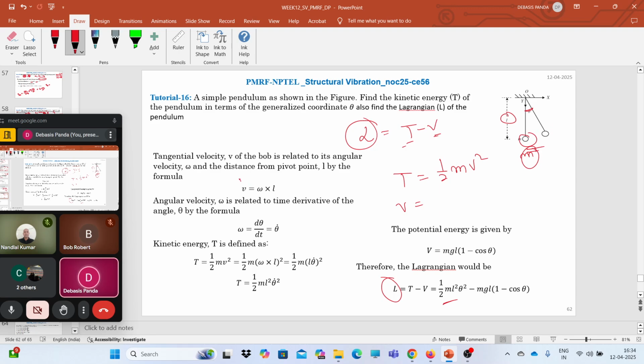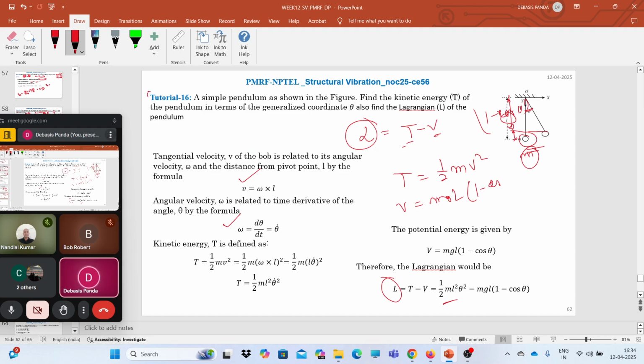So V is nothing but omega into L, the chord length, and omega we can easily find out after deriving it. Once we do this, we can find out what the T value and the V value will be. We know the potential energy is mgl(1 minus cos theta). Once you figure out the coordinates, you will find out this value and this value. So you can find out that 1 minus cos of theta.